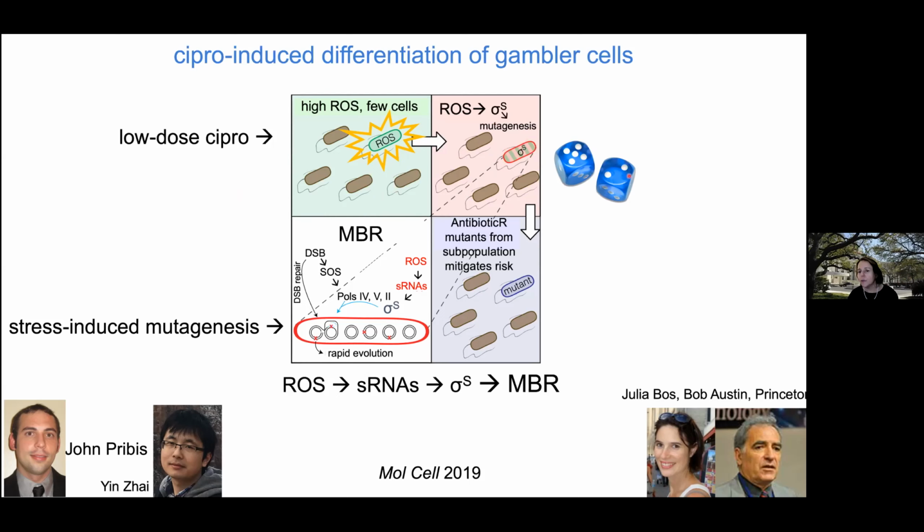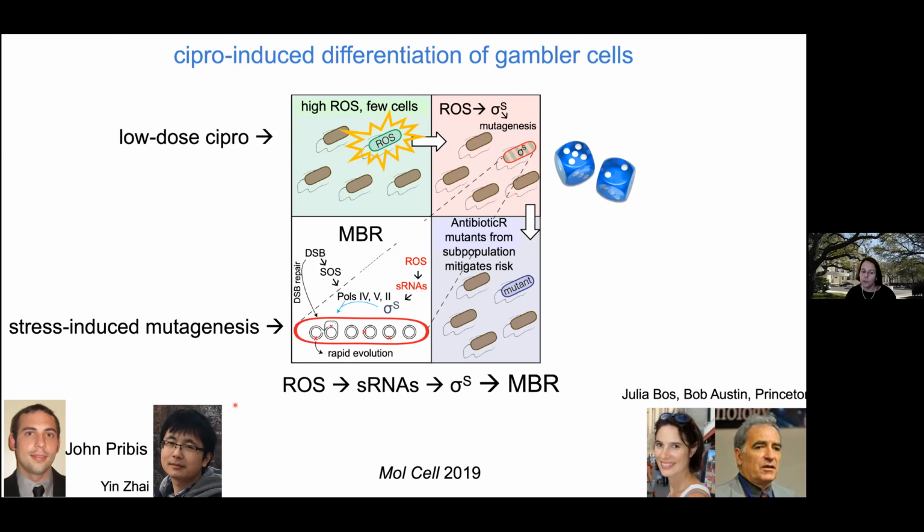So it's like these ones are rolling the dice. And if they do the wrong thing, there's still some cells that didn't mutate. And if they make mutations that confer resistance, well, then it was worthwhile for them to do that. So I'll tell you a little bit about this mutagenesis mechanism today and how these gambler cells come to exist.